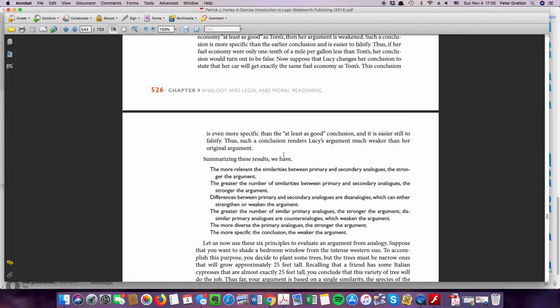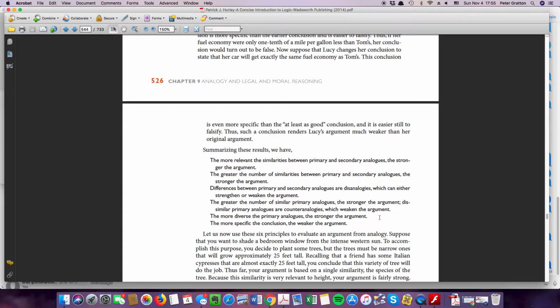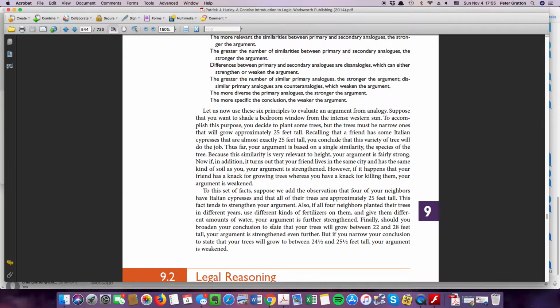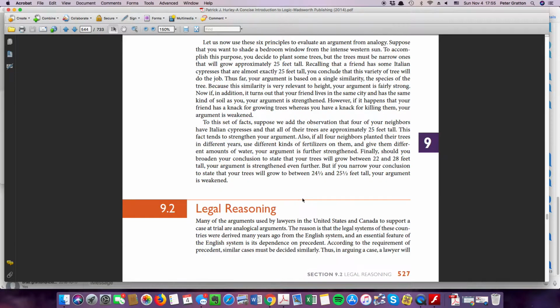Then also, the greater the number of similar primary analogs, the stronger the argument. The similar primary analogs are counter analogies, and these weaken the argument. The more diverse the primary analogs, the stronger the argument. And then the more specific the conclusion, the weaker the argument. Okay, so this will bring us into the questions later on.